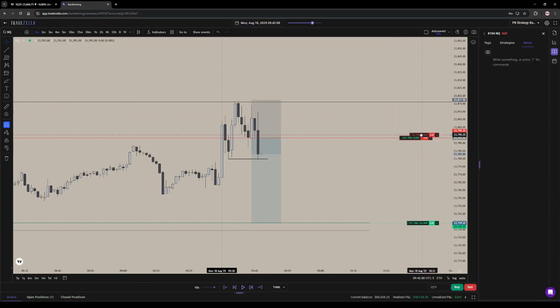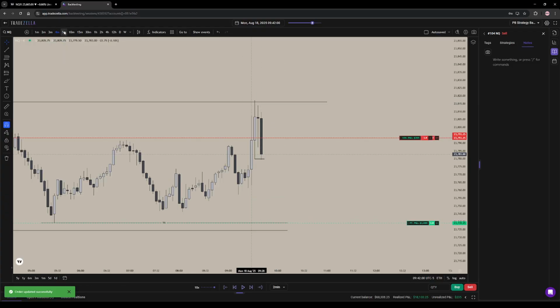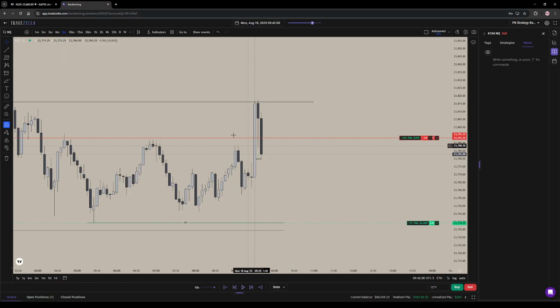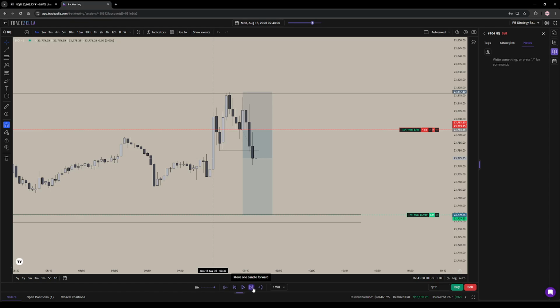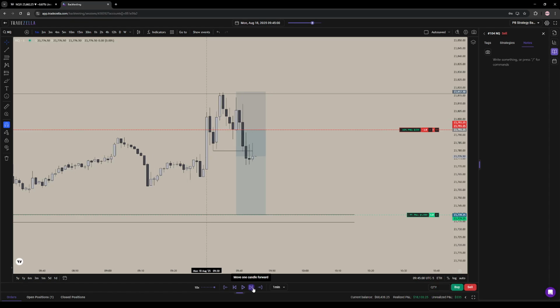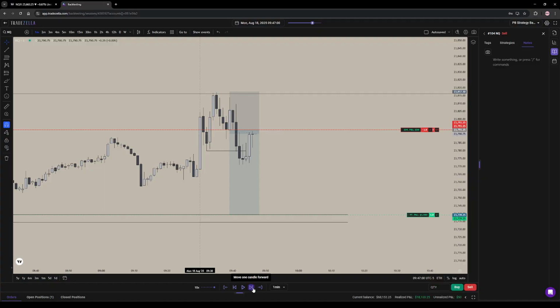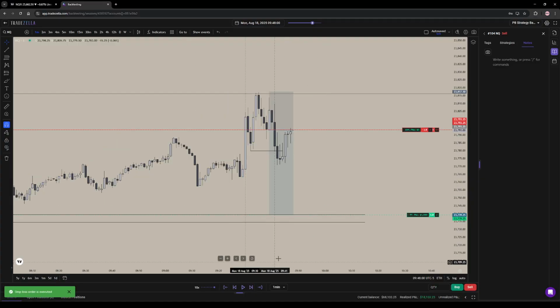I want to go break even here because we're at the 4 minute. Tapping at that 4 minute gap now. Also tapping at the 5 minute. Yeah, so valid break even point for me. Stopped at break even.